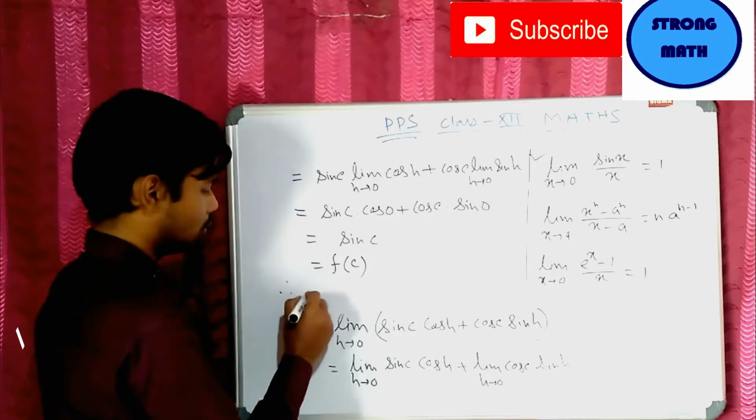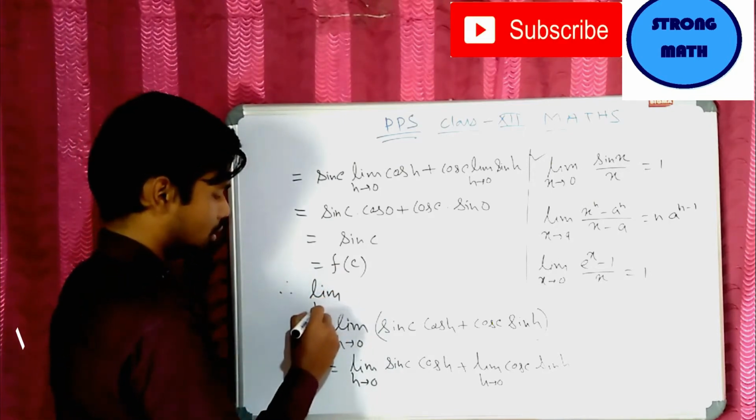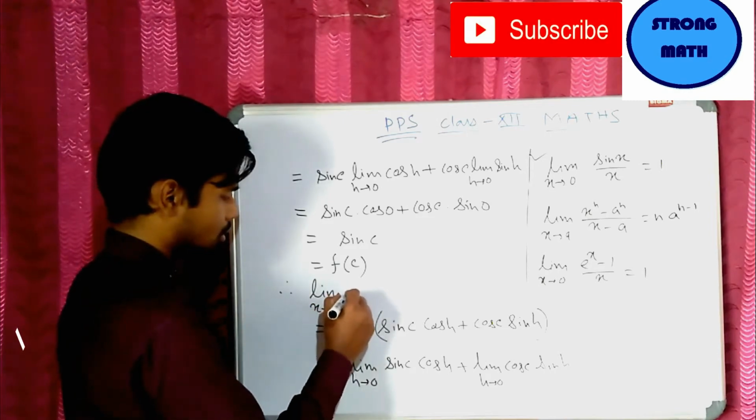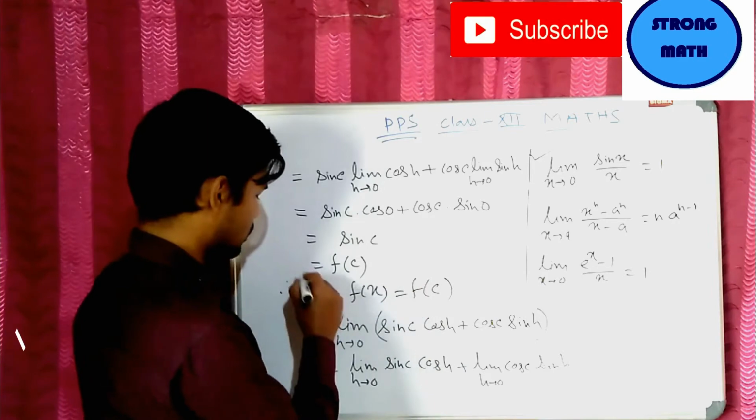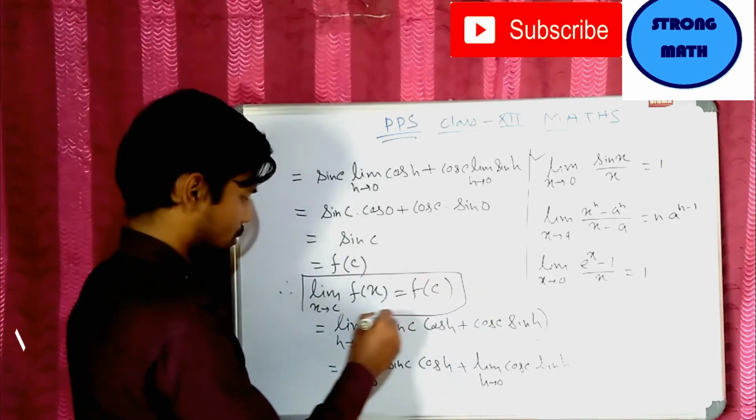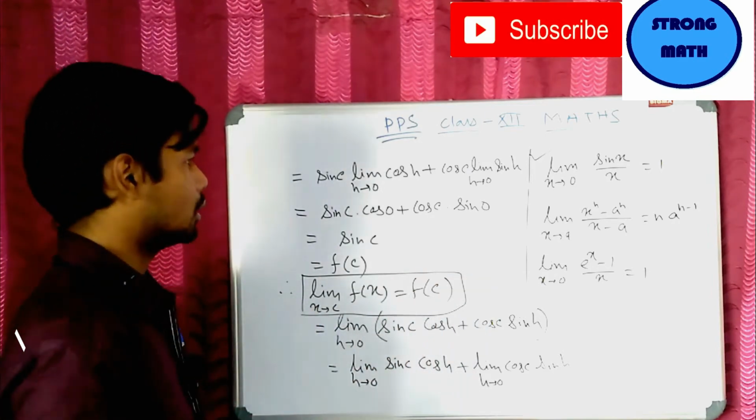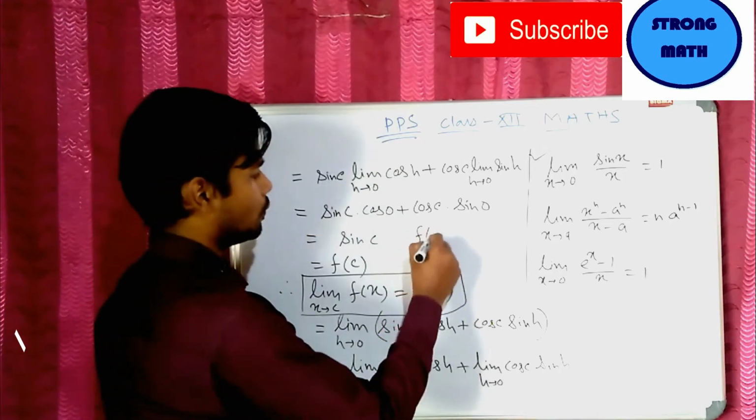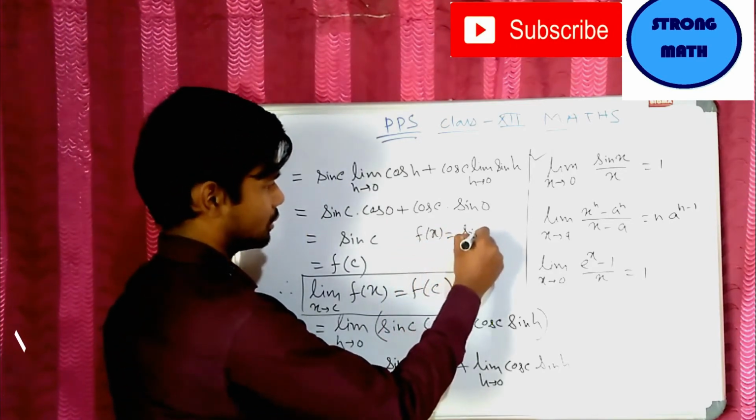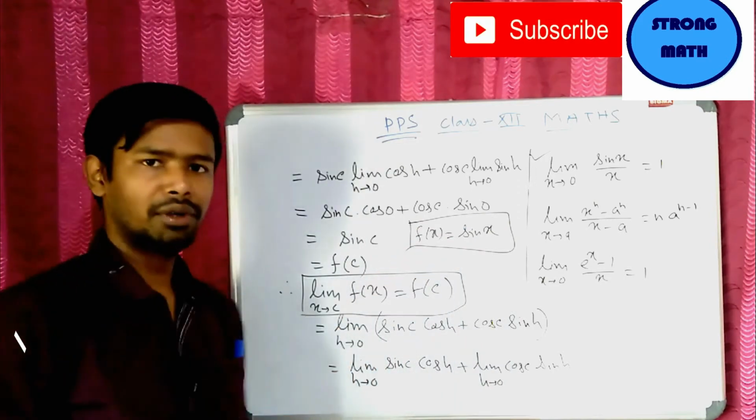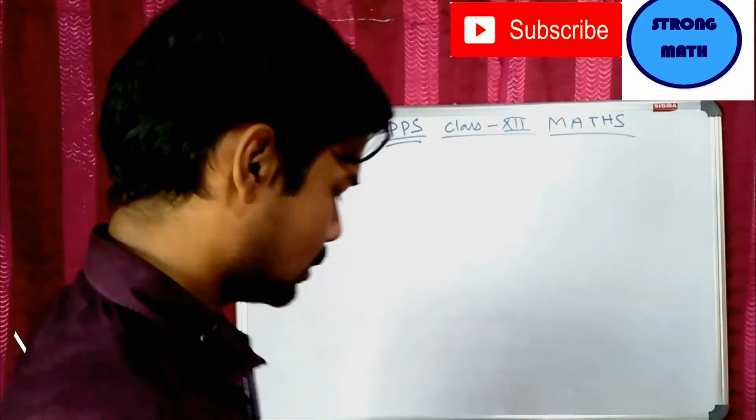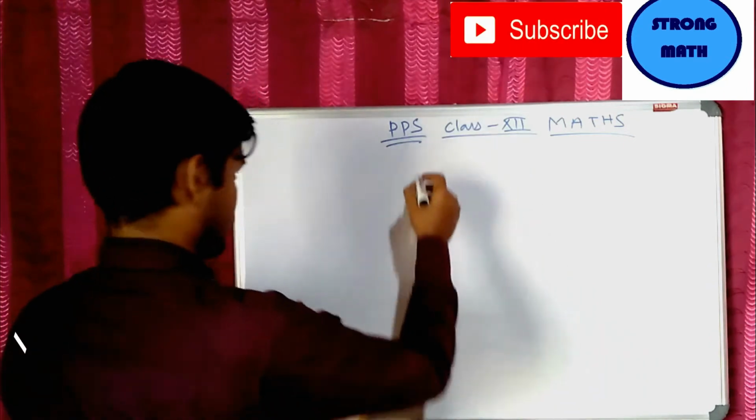So therefore we get limit x tends to c f of x equals f of c. Hence f of x equals sin x is a continuous function.